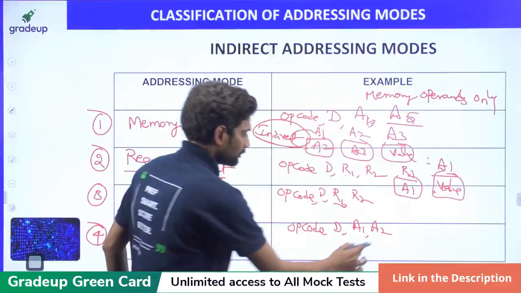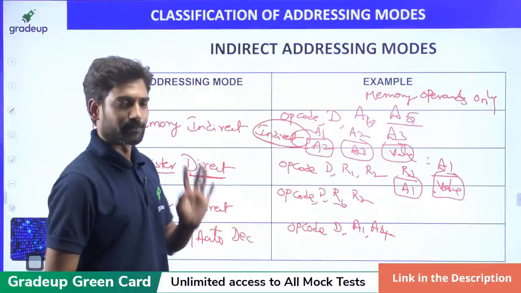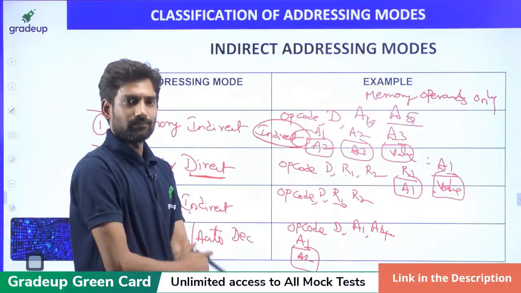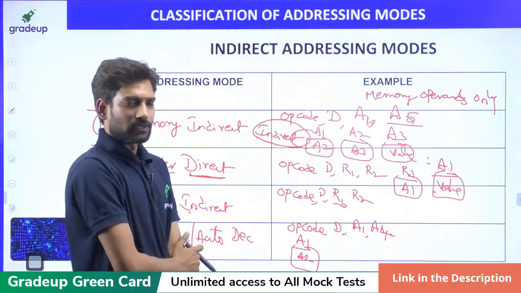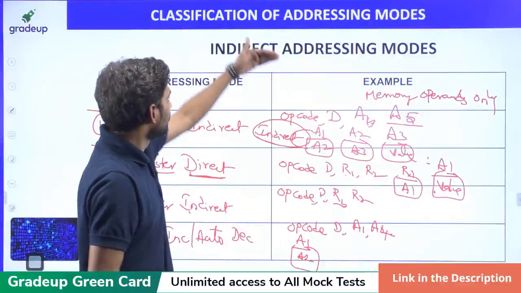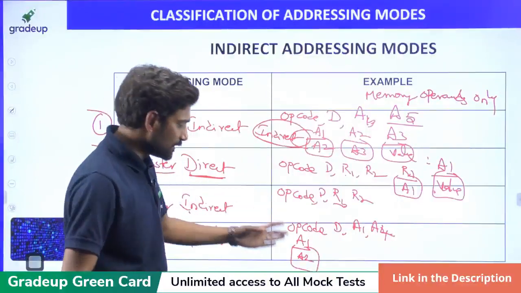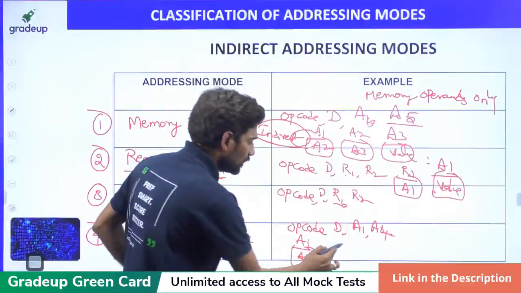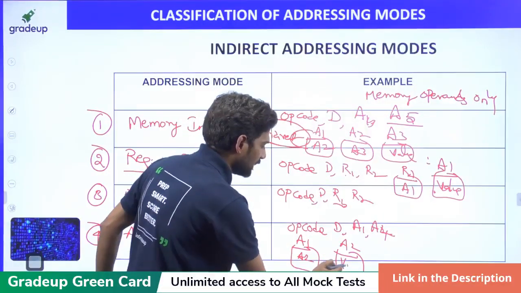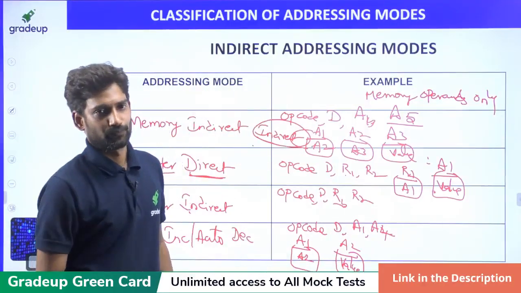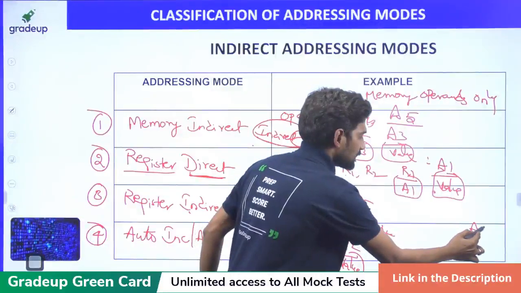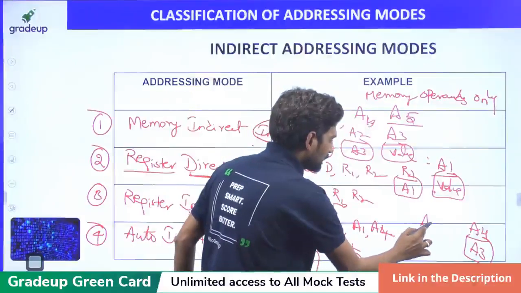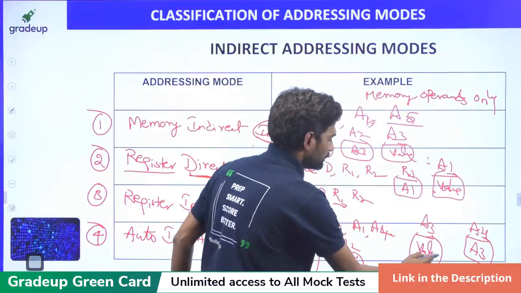Such that, sorry, A1 comma A4. Now, A1 has another address, A2. Sir, this becomes indirect, no? Yes, it is in the indirect category only. No, sir, this becomes memory indirect, no? That is what I am telling. A1 has A2. A2 compulsorily should have the value. Or, let's say, A4 has another address A3. A3 should compulsorily have the value.